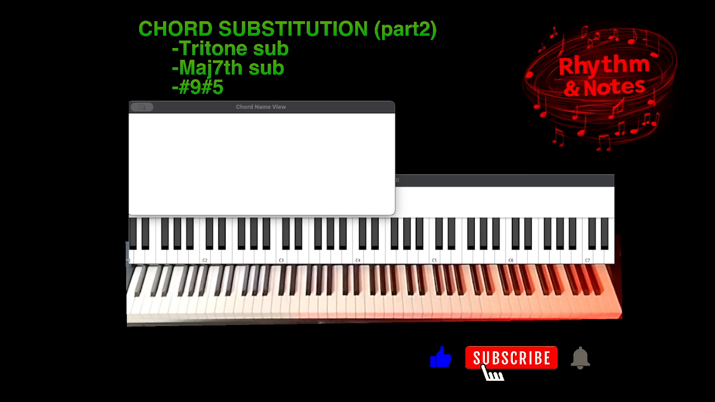Thank you. All right. So now, of course, this lesson is going to be in the key of F major. So this is our major scale for the key of F major.